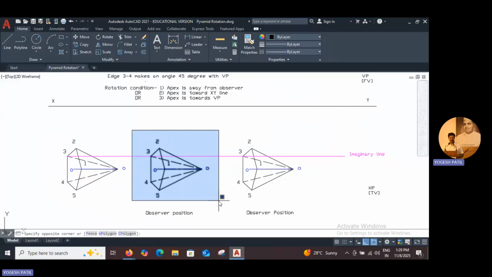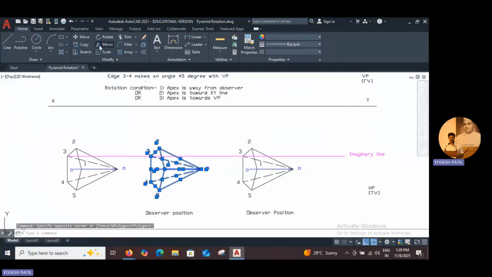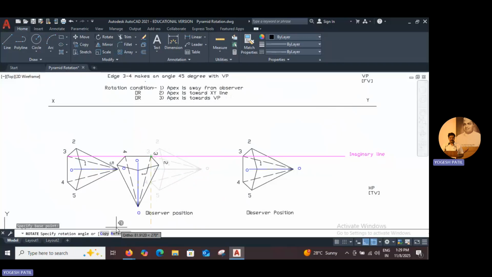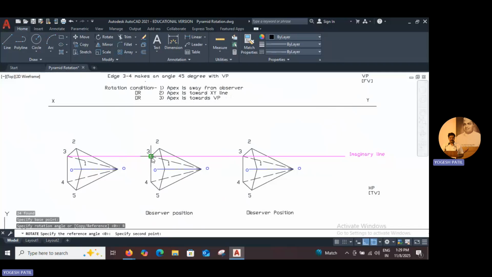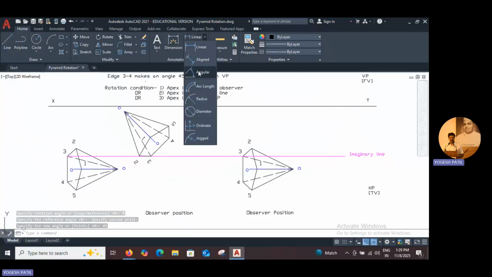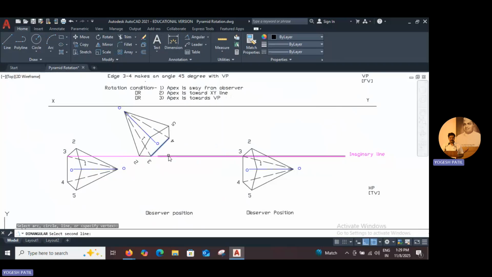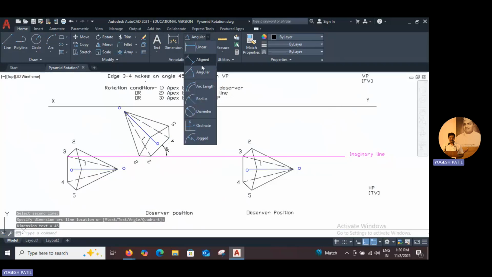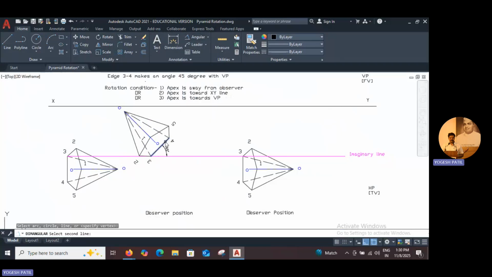Now I am going to rotate this. I select the object and open the rotate command. 3 is the base point, click on reference. 3 is the first reference, 4 is the second reference, and enter angle 45. You can see that this 3 4 makes an angle 45 with this imaginary line, and if you measure the angle made by 3 4 with xy, that angle is also 45. So our rotation of 3 4 is correct.